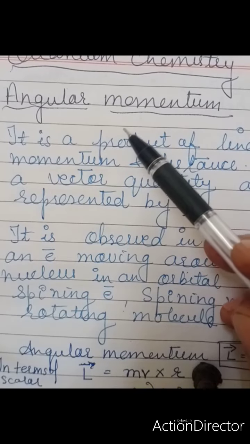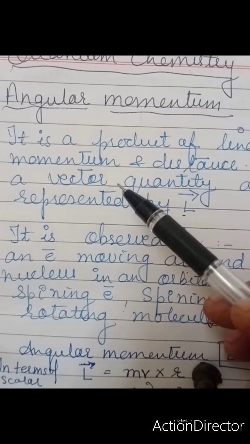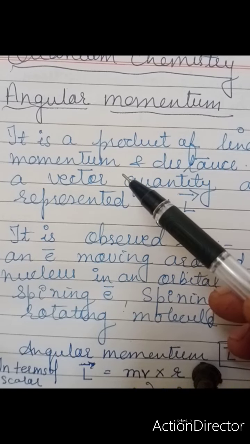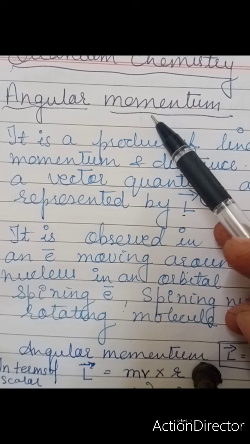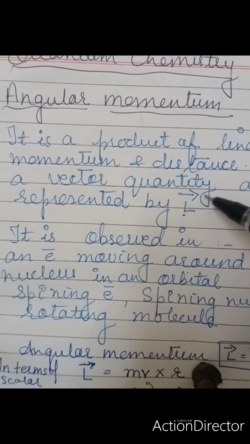So today we will be starting with the next unit of quantum chemistry, that is angular momentum. It is a product of linear momentum and distance, and it is generally a vector quantity, and we will be representing it by this sign. Angular momentum is generally seen in a rotating molecule, or in an electron which is moving around the nucleus in an orbital, or a spinning electron, or spinning nuclei.